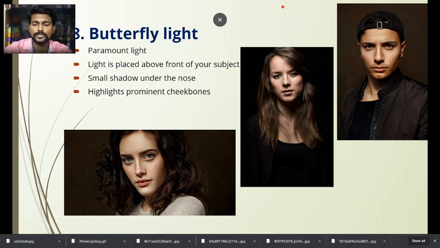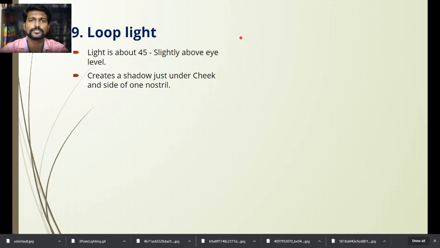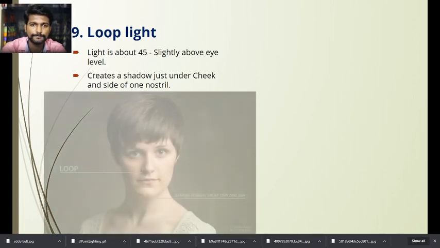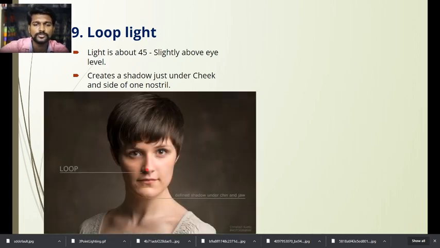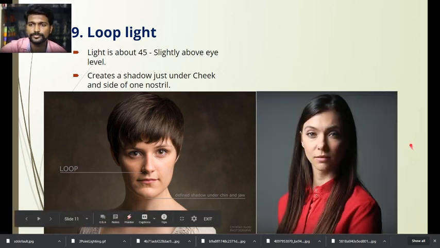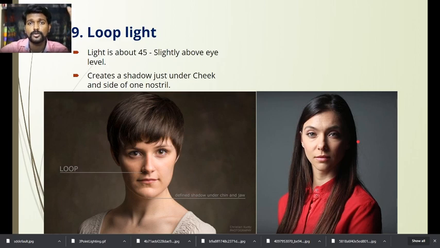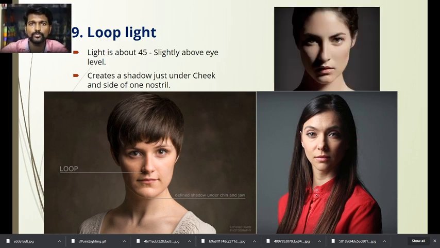Okay, we will go for the ninth one. This slide is about loop light. Loop light is a light placed about 45 degrees and slightly above eye level. I'll show you an example. This type of lighting creates a shadow under the cheek and on one side of the nostril. This is called loop lighting, where the light is slightly above the eye level. One more example here. This is also a single light placed above the eye level. One more example for loop lighting.